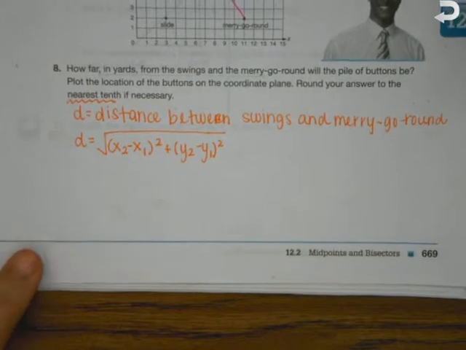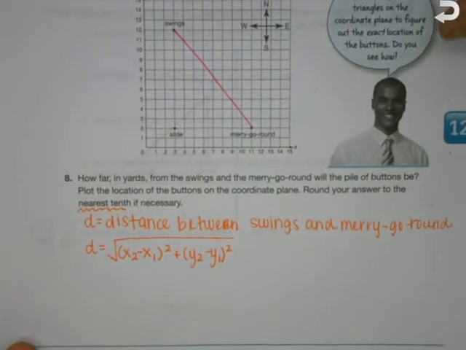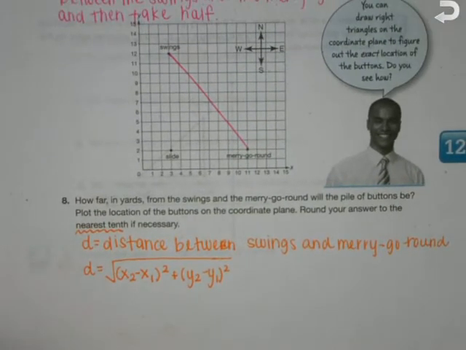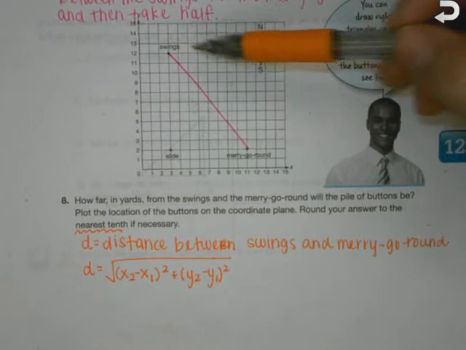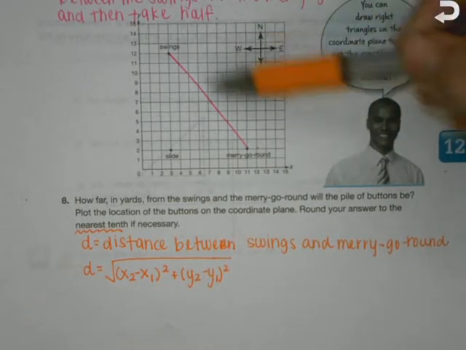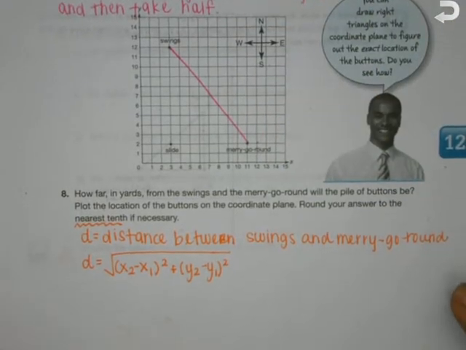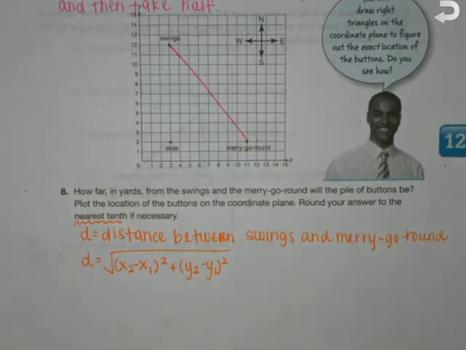So here's what I want you guys to do right now. You can do this individually if you want, or you can work with your groups. Talking is okay. Find, using the distance formula, the distance between the swings and the merry-go-round. So you're going to need to find the points of each of those. And I wrote out the distance formula for you, so complete the distance formula for me. Okay, guys, let's finish this together.